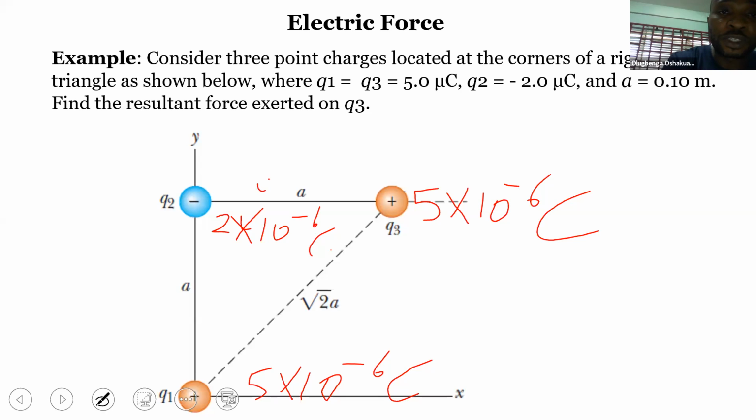So this side is 0.1 meter. The distance between Q2 and Q3 is 0.1 meter. The distance between Q2 and Q1 is 0.1 meter. And the distance between Q1 and Q3 is 0.1 root 2, which is 1.414 times 0.1, that is 0.1414 meter.